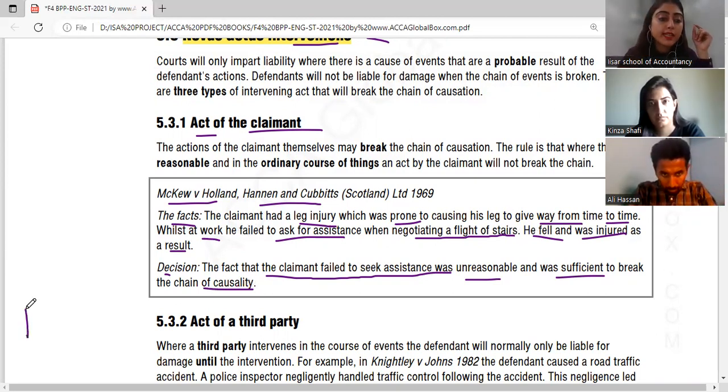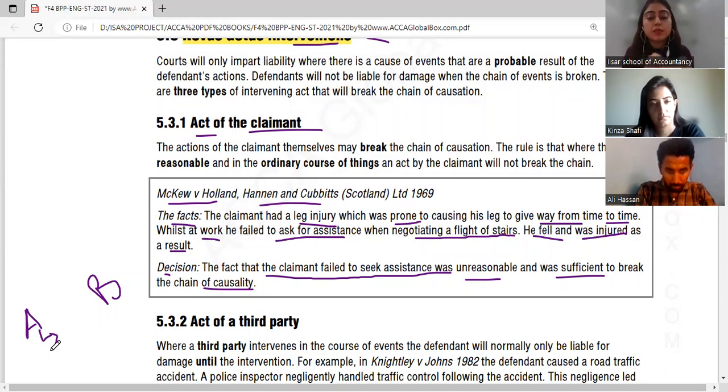See, they're saying that there's a party A who is the claimant, and there's a party B who is the company. Now, A had an injury in the leg. For some reason he already had an injury, and he had to go down the company's stairs. And A did not ask for help. Since his leg was already injured, when he tried to go down by himself, he fell and got further injured. Now what he is doing is suing the company. That it's your fault. Why did you build such stairs, such dirty stairs, I fell and got more hurt.